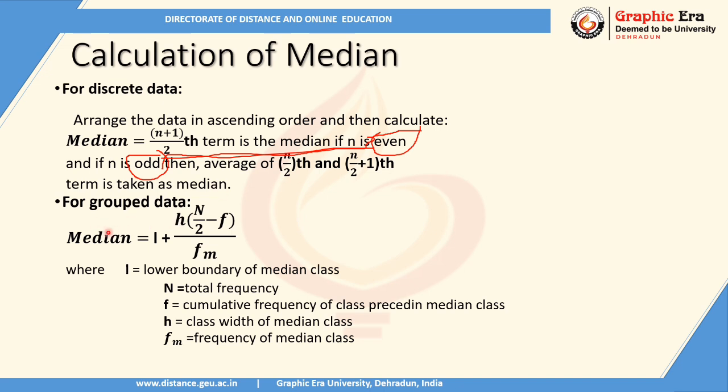For group data, the median is equal to l plus h upon f m times N by 2 minus f, where small l is the lower boundary of the median class, capital N is the total number of frequencies, small f is the cumulative frequency of the class preceding the median class, small h is the class width of the median class, and Fm is the frequency of the median class. This formula will also be discussed in an example in the case of group data.